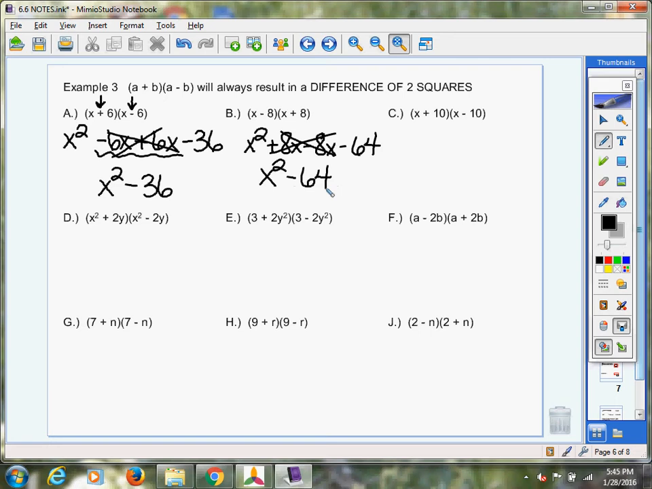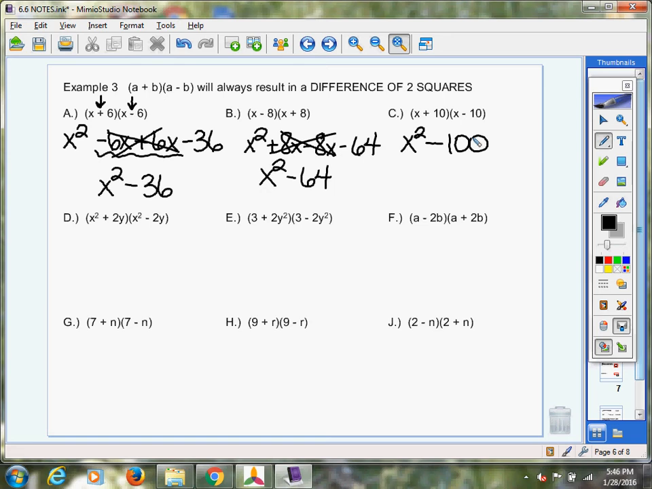Okay, look at C. I can already tell outer and inner are going to cancel, so I can go x squared, and then maybe mentally you could go, okay, outer is negative 10x, inner is positive 10x, negative 10, positive 10. Hey, they cancel. And then just do your last, minus 100. Isn't that cool? You could just do, instead of full out FOIL, you could just do what I call FL, F-L, okay?